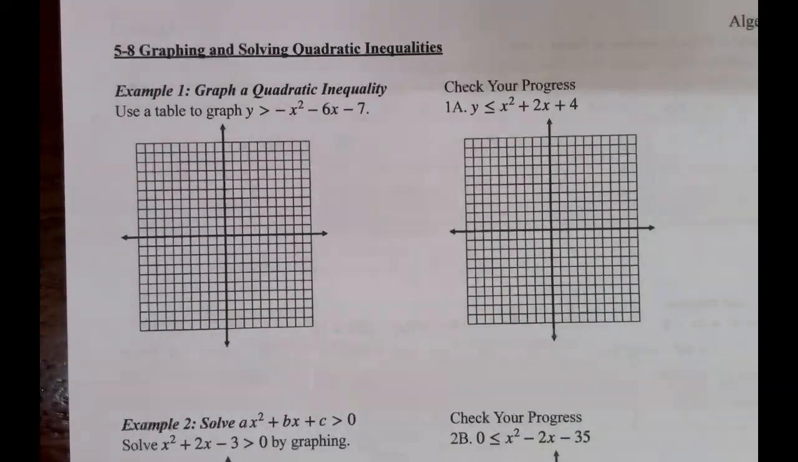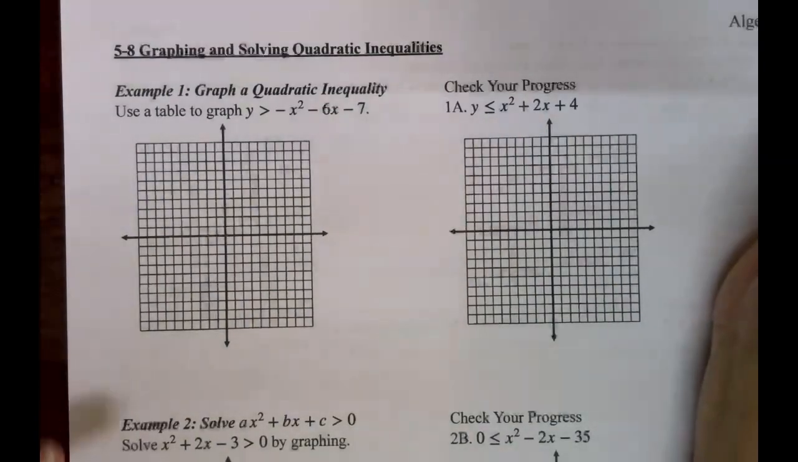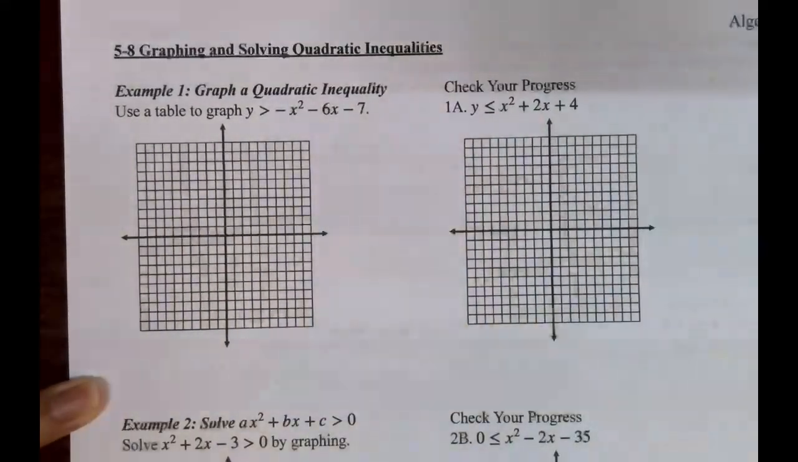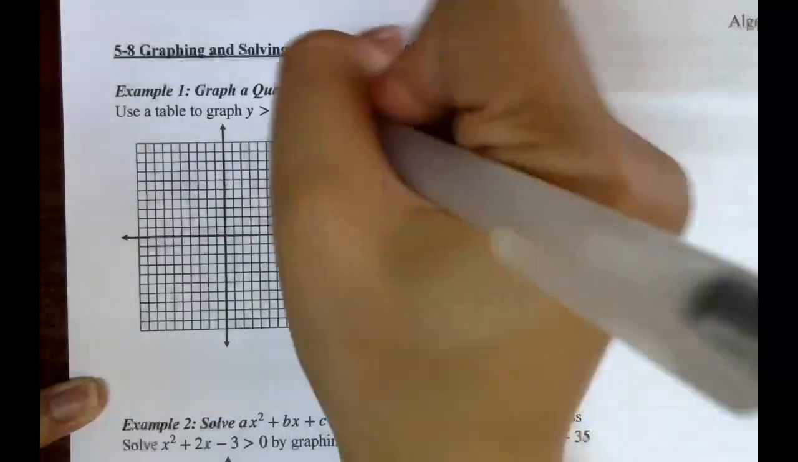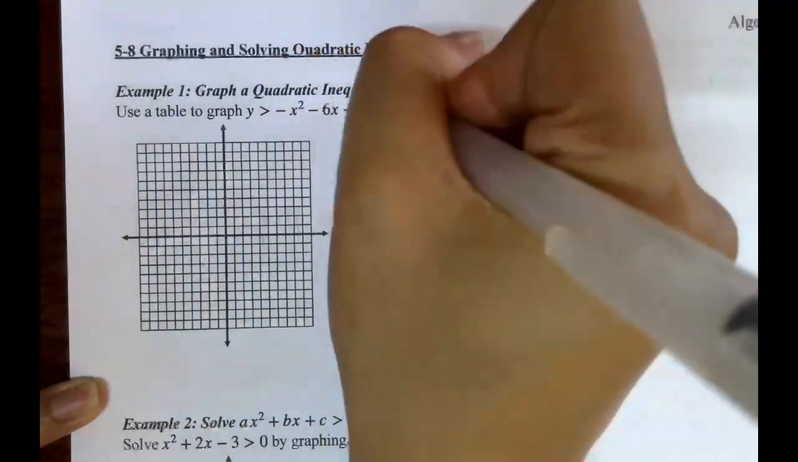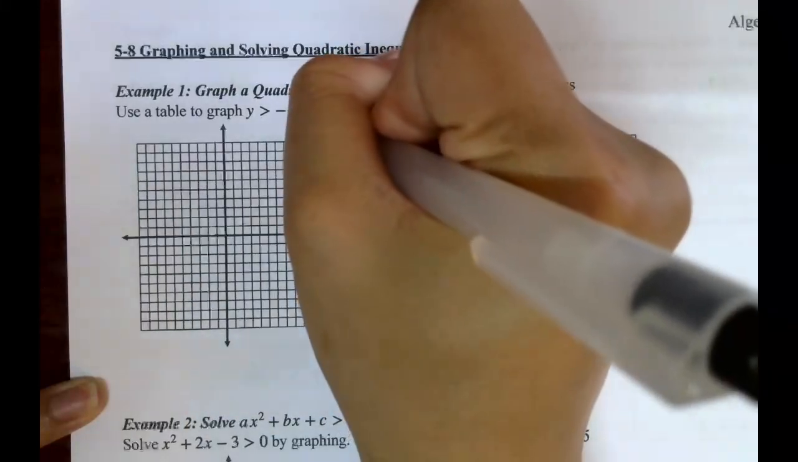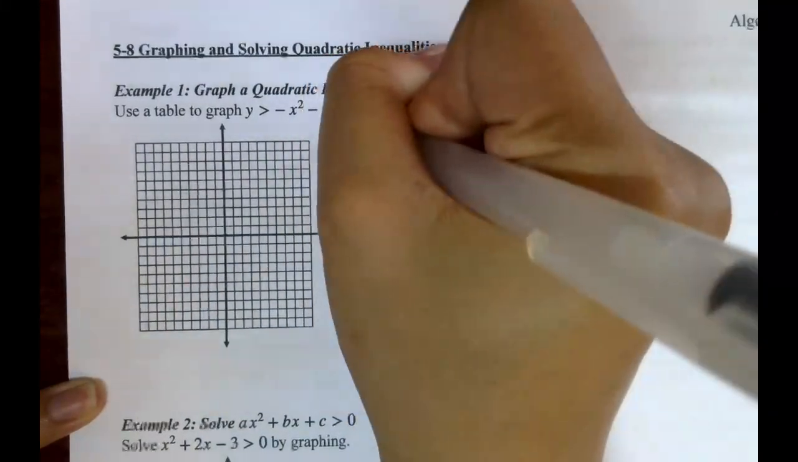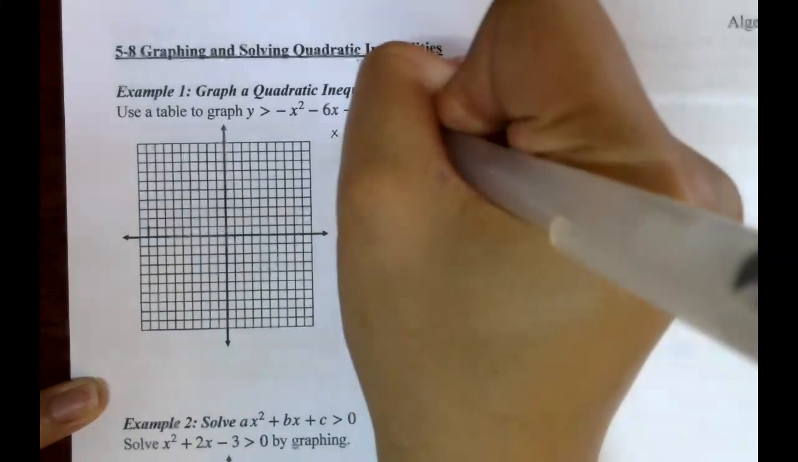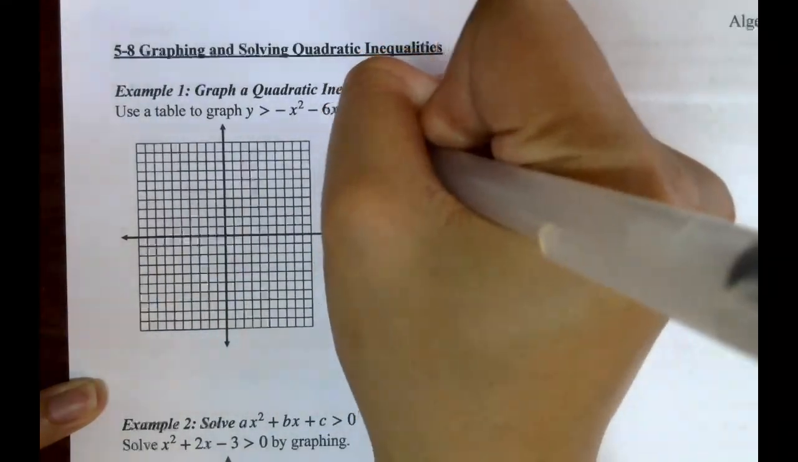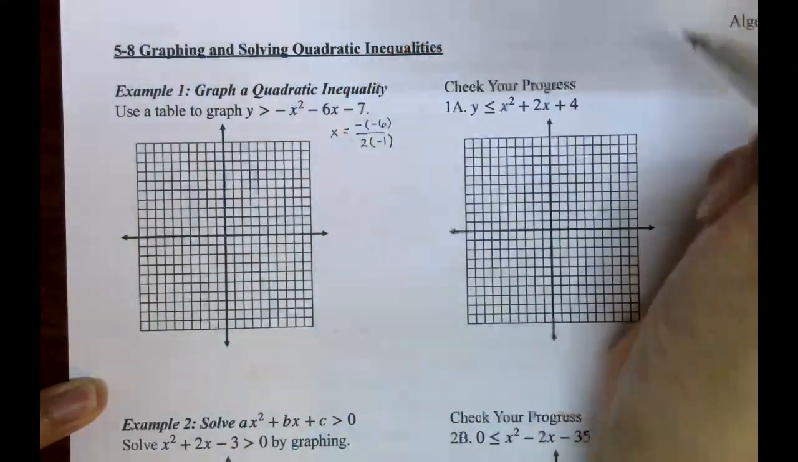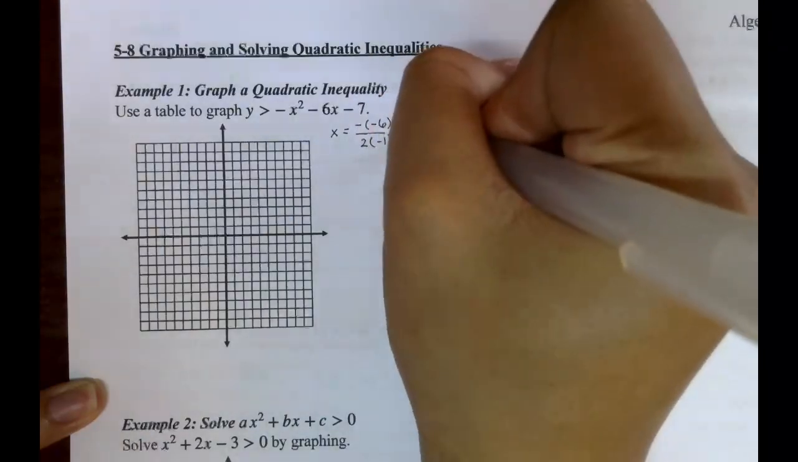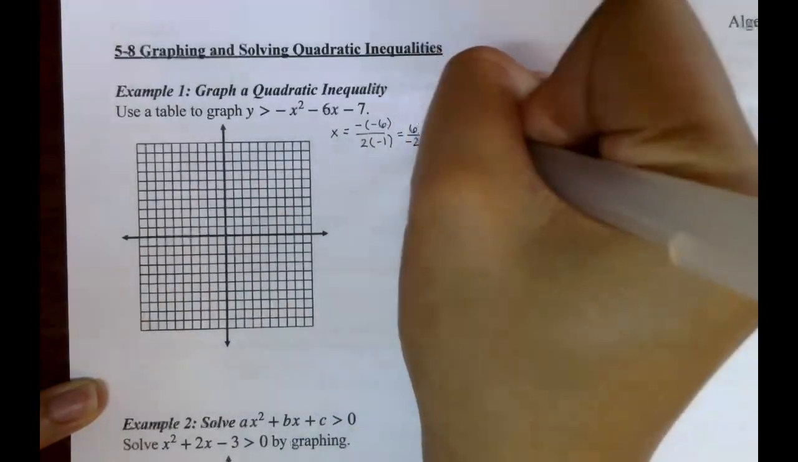And so we're going to start off just like we would graph our quadratic function. So I'm going to start with the axis of symmetry since this is in standard form. We're going to do x equals negative b over 2a. So that will be x equals negative 6 over 2 times a, which is negative 1. Okay. This gives me 6 over negative 2, which is negative 3.